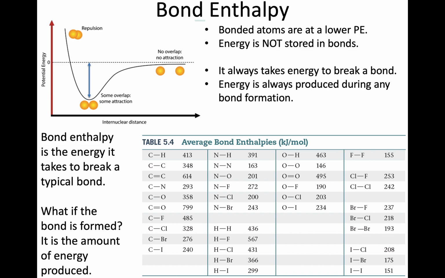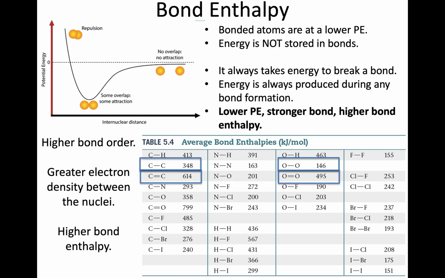If we consider the bond enthalpy value as the energy it takes to break a typical bond, we viewed it as a positive value. What if the bond is formed? Then it was being viewed exothermically. So we could look at the same magnitude and consider, is this the amount of energy that it takes to break a bond, or the amount of energy released when a bond is formed? A lower potential energy I view as a stronger bond, and it has a higher bond enthalpy.